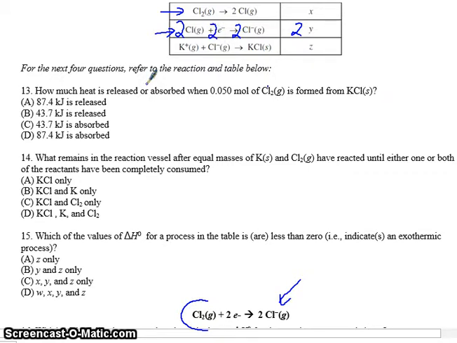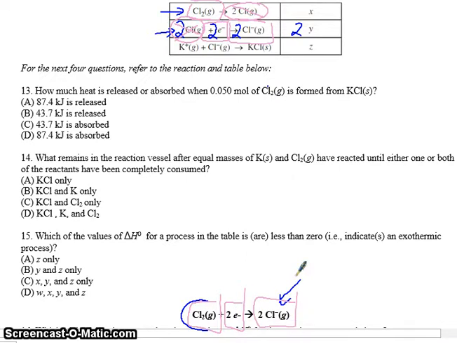So looking at the reaction, we have 2Cl, which cancel out. Notice these 2Cl's are the same thing, so they cancel out. And what we're left with, essentially, is Cl2 on the left side. That's exactly what we want. 2 electrons on the left side. That's exactly what we want. And we have 2 Cl minuses on the right side of the arrow. That's exactly what we want.